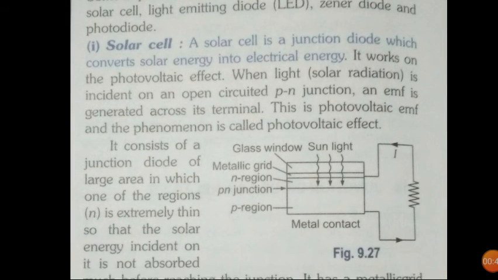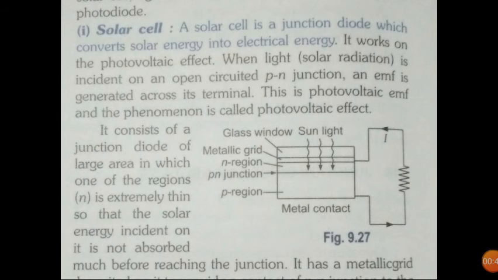So first of all, let's understand what a solar cell is. A solar cell is a junction diode which converts solar energy into electrical energy. It works on the photovoltaic effect. We studied the photoelectric effect in the previous chapter, and this photovoltaic effect is related to that only.